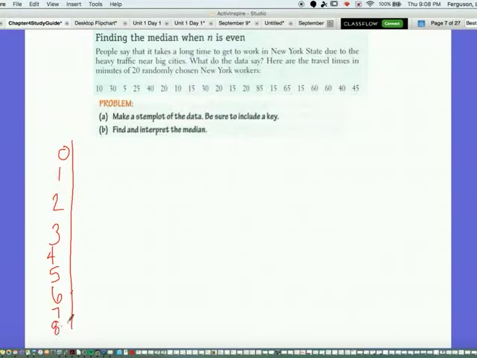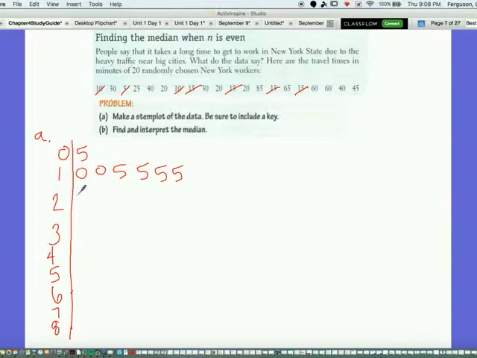Let's do 70 and 80, because I see that my biggest travel time is 85 minutes. Okay, so there's my stems. My leaves are going to be my ones digits. So I know that 5 is going to go over here. I know I'm going to have 1 10, there's another 10, so 2 10s. There's a 15, so there's a 5. There's another 5, and another 5, and another 5.